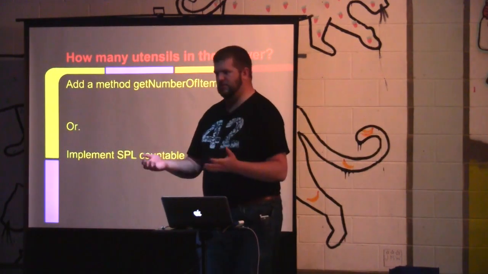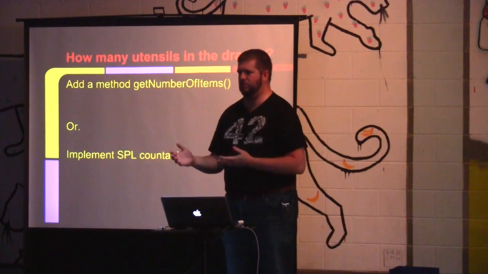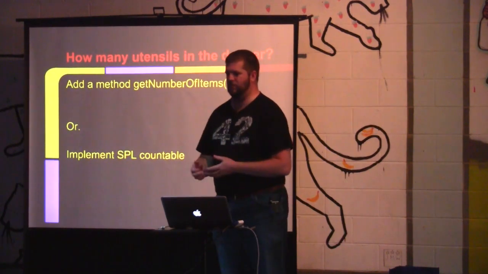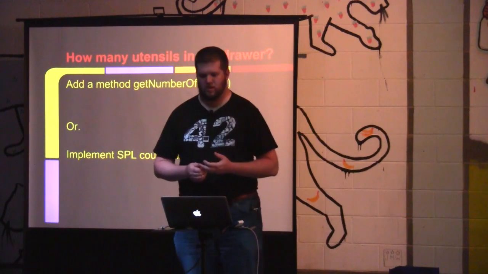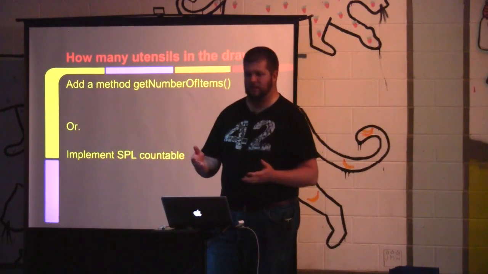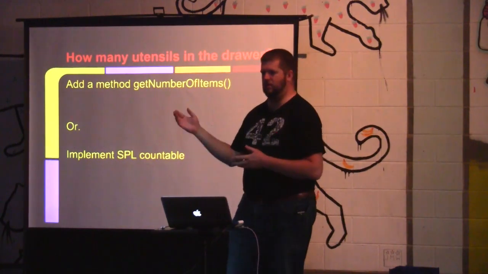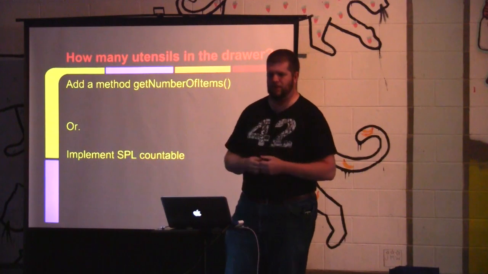So let's say we want to know how many utensils are in the drawer, right? If we're talking about a real drawer, this is kind of a pain. It's dump it all out and start counting, but we've got software for that. So if we've got a virtual object-oriented drawer, we can do a number of things. We can add a method called getNumberOfItems, and in that method, we're going to return the count of whatever thing we're storing our stuff in, probably an array.